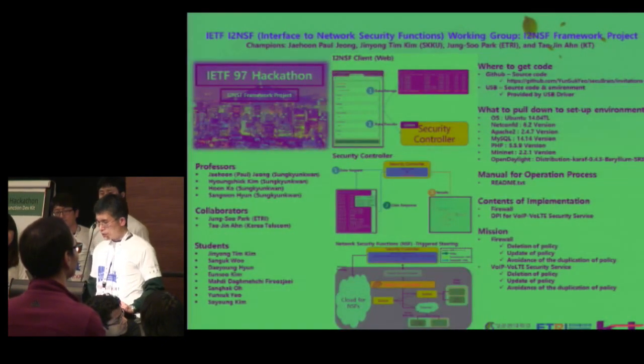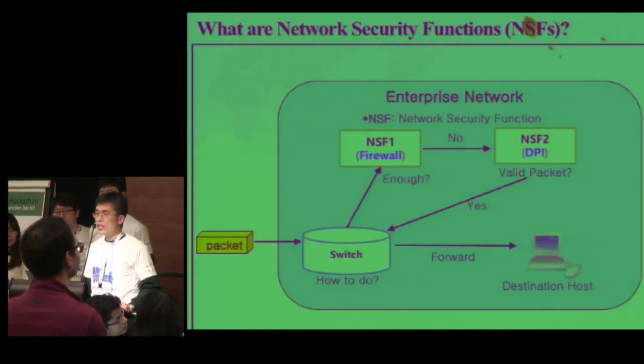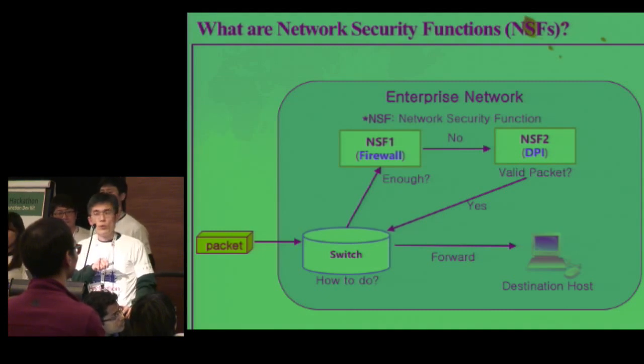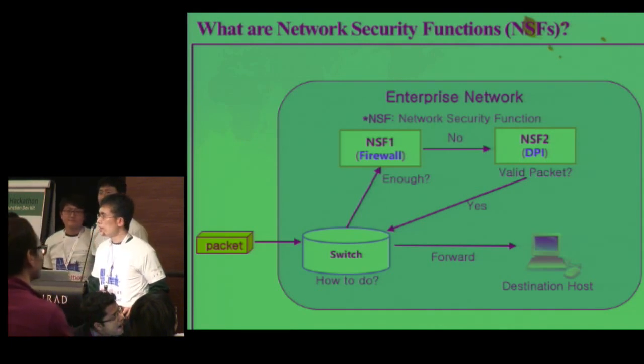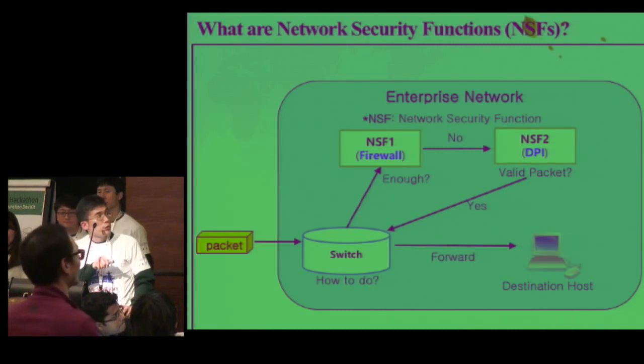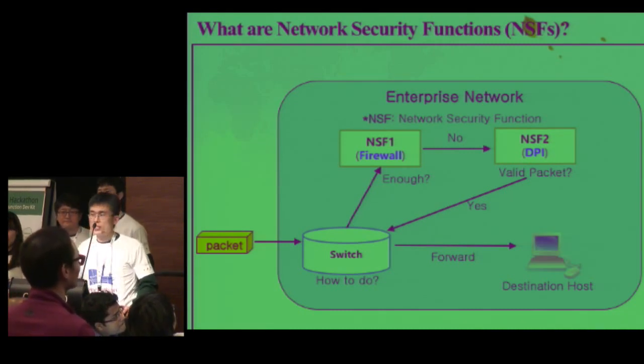Let me quickly introduce what a network security function is. In this figure, the packet comes into the switch. First of all, it forwards the packet to a network security function such as a firewall. Then, if needed, we forward the packet to our DPI, deep packet inspection. If it is a valid packet, it is forwarded back to the switch, and finally forwarded to the destination host. This is a network security function.